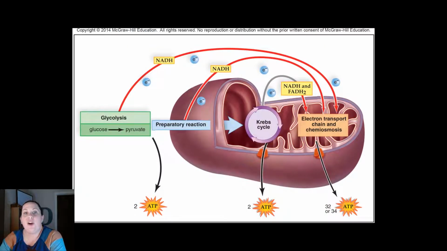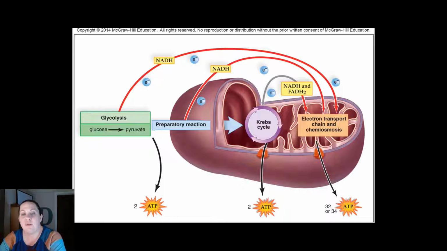So here's another overview. It shows you glycolysis happening outside of the mitochondria. The prep stage, the Krebs cycle, and the electron chain happen in the actual mitochondria. ATP gets made out of glycolysis by 2. We get 2 ATPs from the Krebs cycle, and you get 32 to 34 from the electron transport chain.